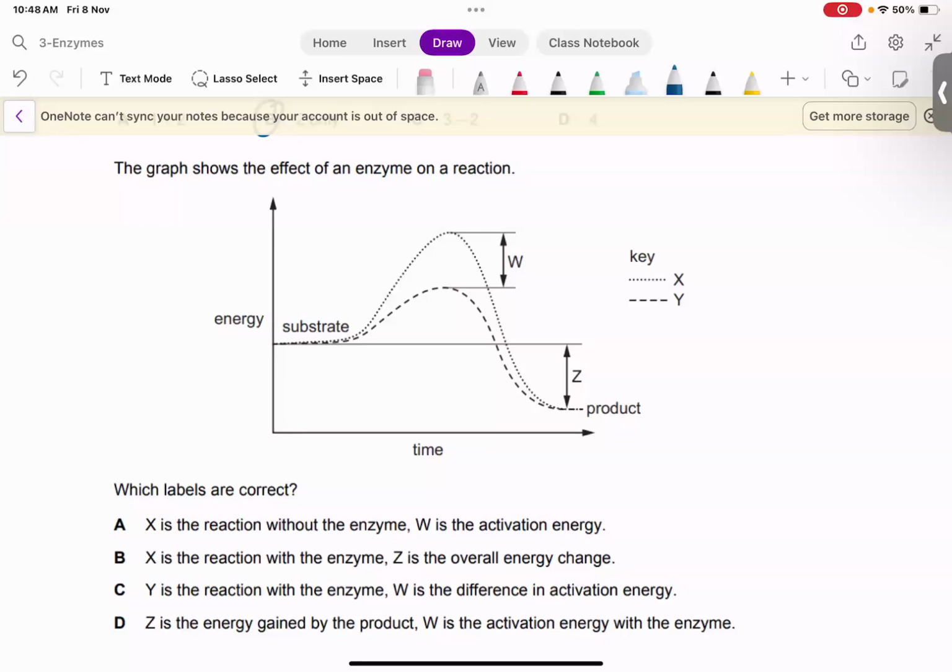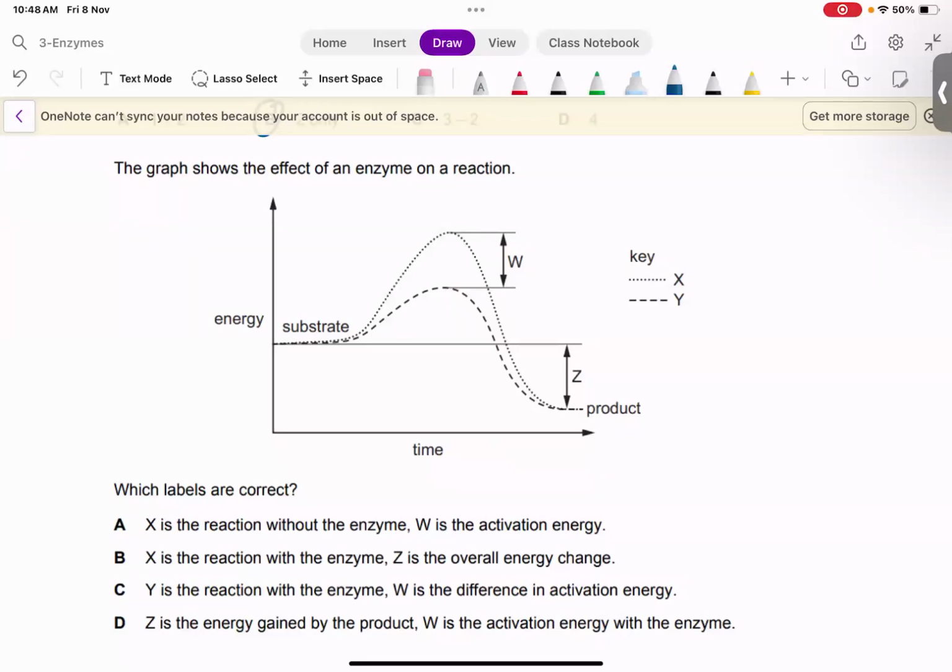X is the reaction with the enzyme? No, X is not. Z is the overall energy change. That's okay, the second part is okay. But the first part, X is the reaction with the enzyme, is wrong, because X is without the enzyme. So the first part of this statement is not correct.